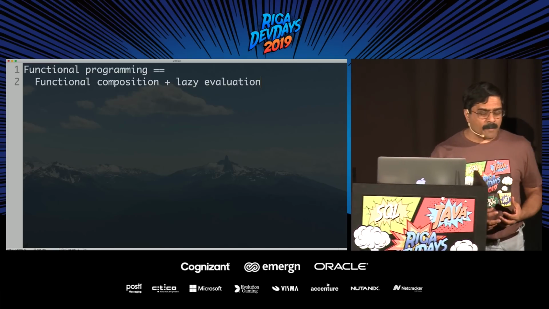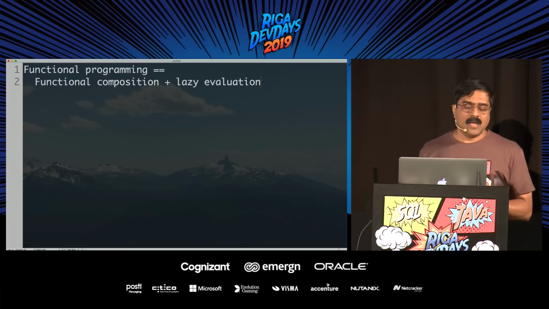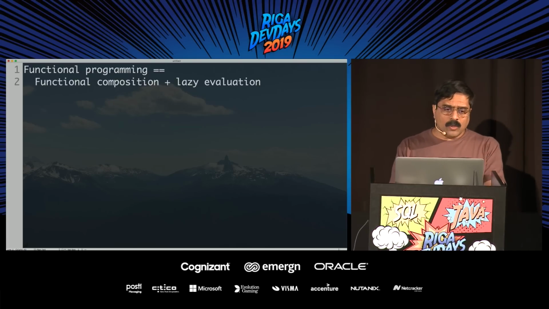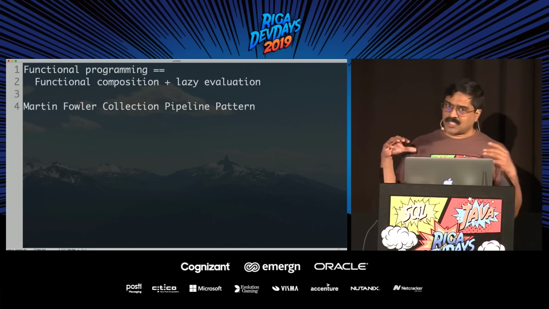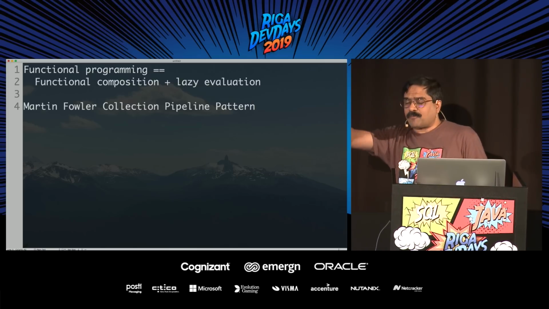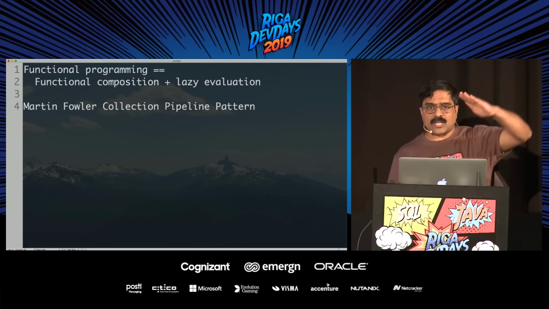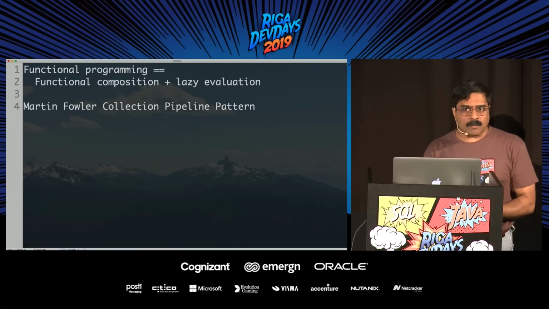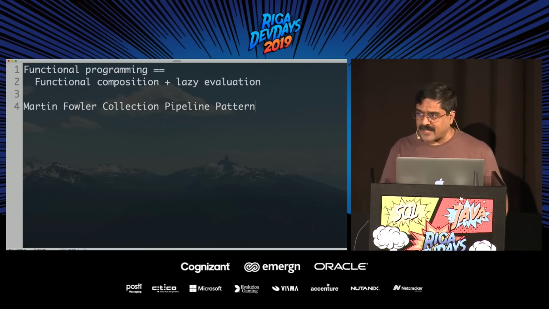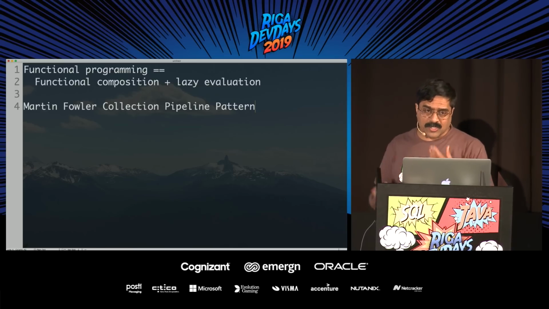So what is functional composition? Functional composition is really a way to do pipelining. Martin Fowler talks about it. If you Google for Martin Fowler and then look for the words collection pipeline pattern, you're going to find a way to conceptualize your problem into a pipeline of transformations, where the data flows through a pipeline of transformations. Once you conceptualize this pattern, you express your problem as a series of transformations rather than trying to think about it as a state mutation.